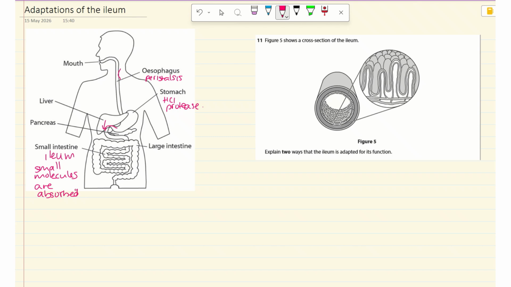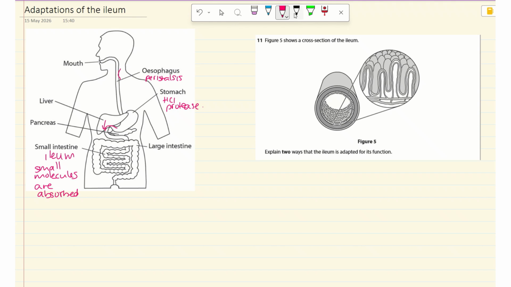So the job of the ileum is for the efficient, effective absorption of small molecules into the blood, and the blood will then carry those molecules to wherever they need to go. Absorption. So the ileum is important in absorption, therefore the adaptations of the ileum will allow absorption of foods to happen better. Okay, so let's look at the ileum.